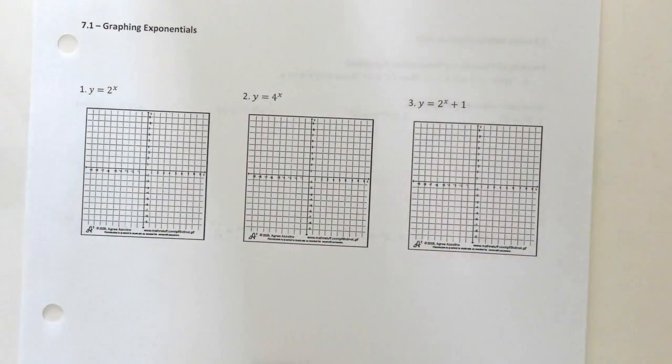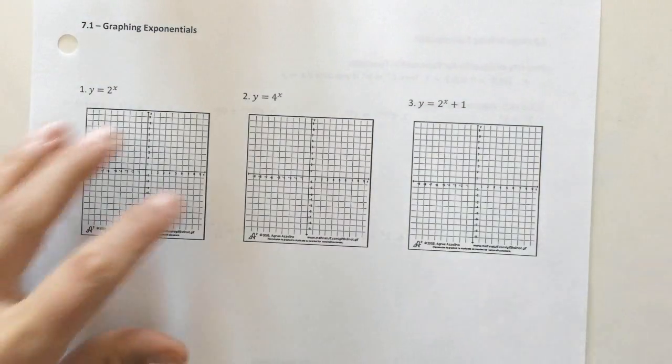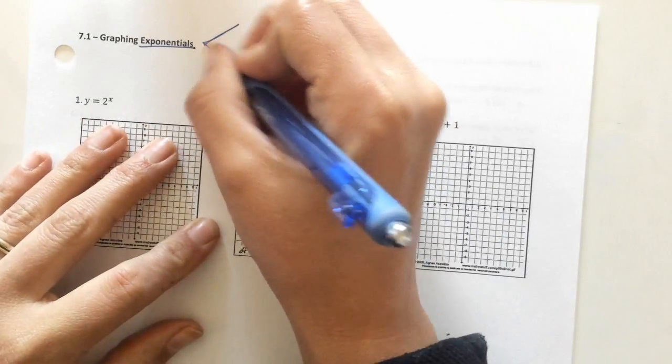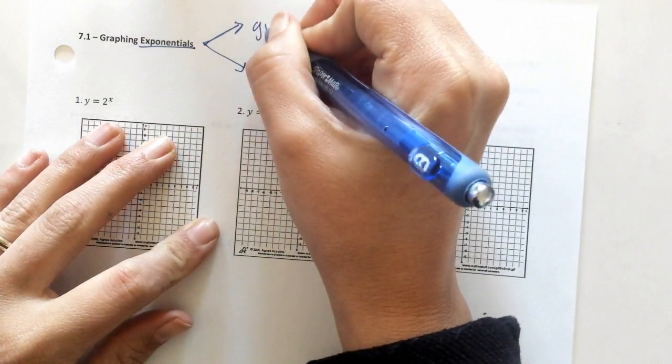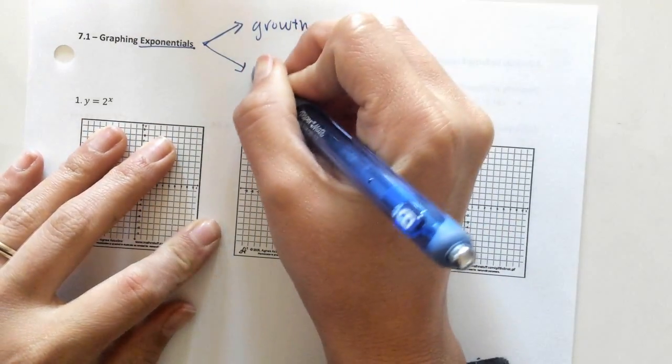Alright, what we're graphing is exponentials. There's two types of exponentials. There's growth and decay.